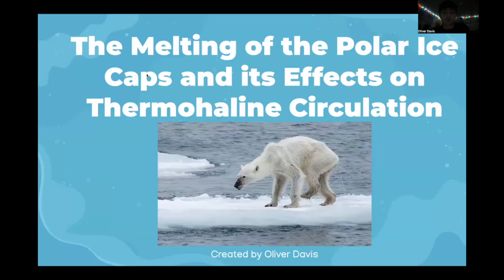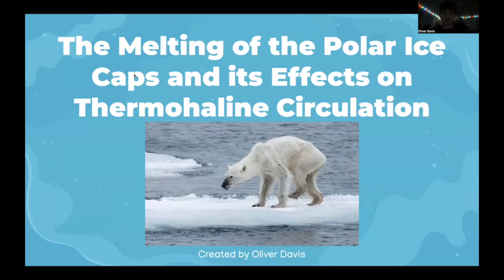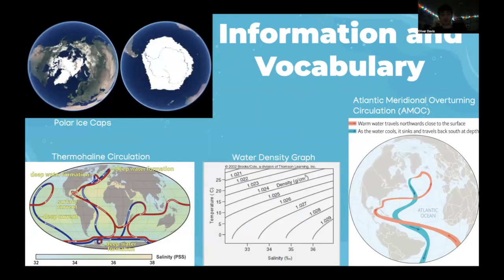This is my project on the melting of the polar ice caps and its effects on thermohaline circulation. So, first off, we have information and vocabulary. We have the polar ice caps here, which are sheets of ice that cover the poles on Earth.